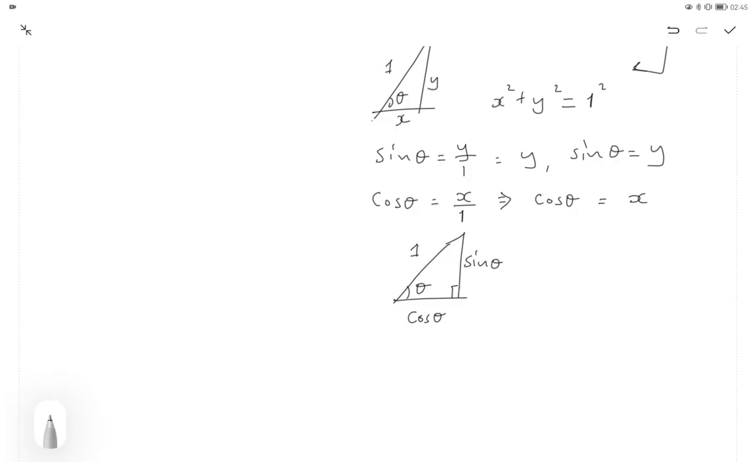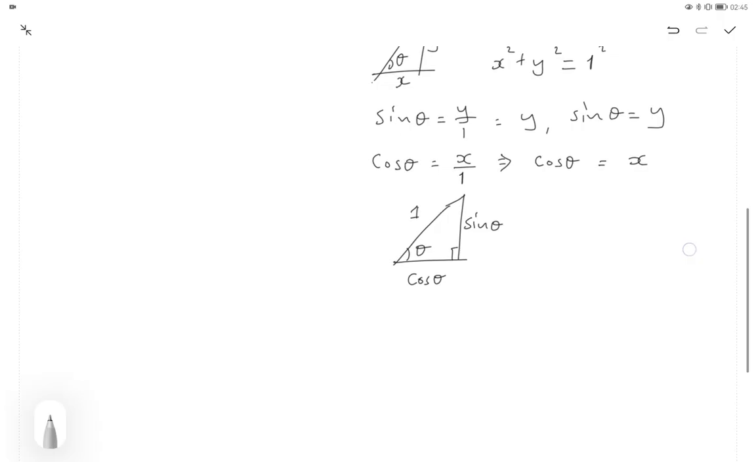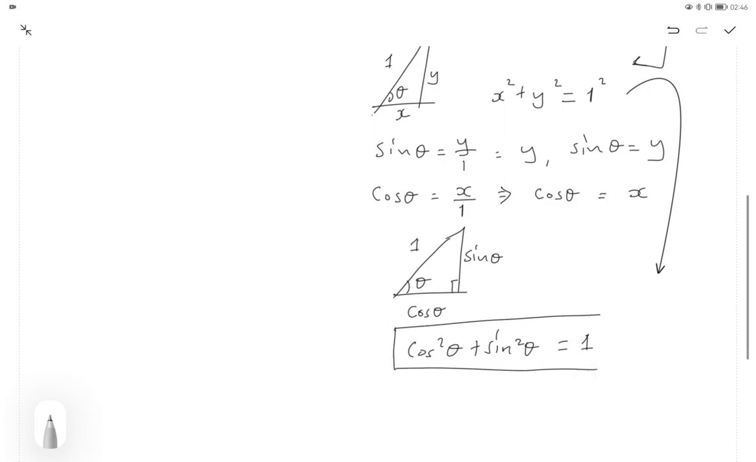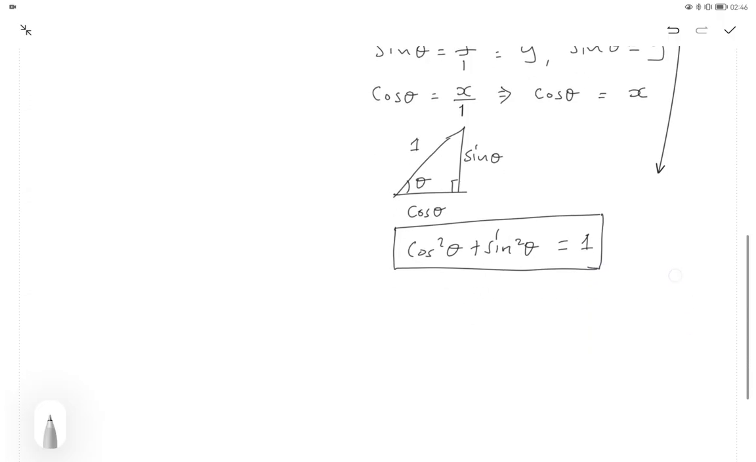From those things that we have derived, we have these new functions. Instead of having x, we're going to have cos theta, and instead of having y, we're going to have sin theta. Then applying these in the Pythagoras theorem, instead of using x and y, we can put cos square theta plus sin square theta is equal to 1. So this is what we're looking for.